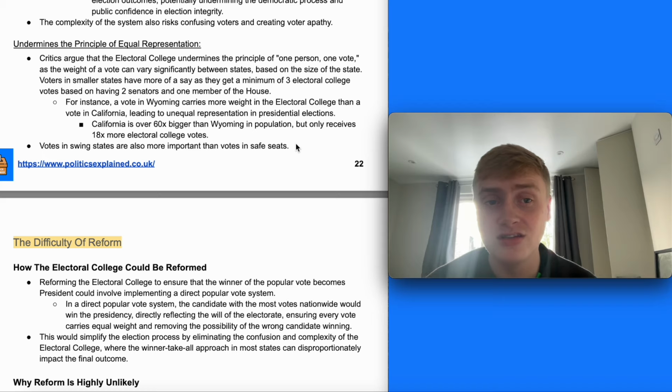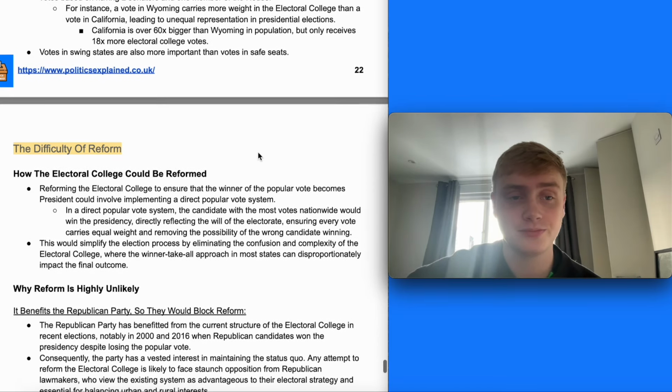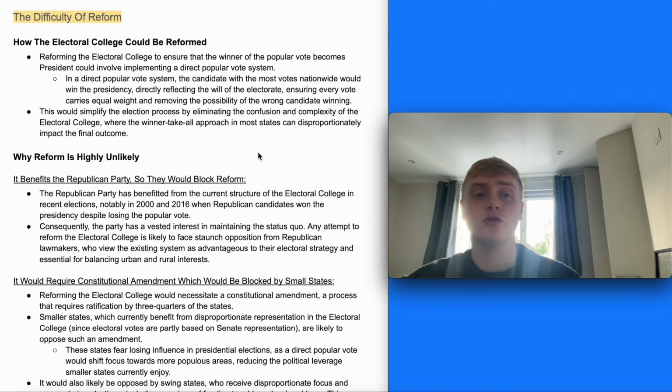For instance, a vote in Wyoming carries more weight in the Electoral College than a vote in California, leading to unequal representation in presidential elections. California is over 60 times bigger than Wyoming in population, but only receives 18 times more Electoral College votes. Votes in swing states, crucially, are also far more important than votes in safe seats. We're going to have a look at, finally, the difficulty of reform.